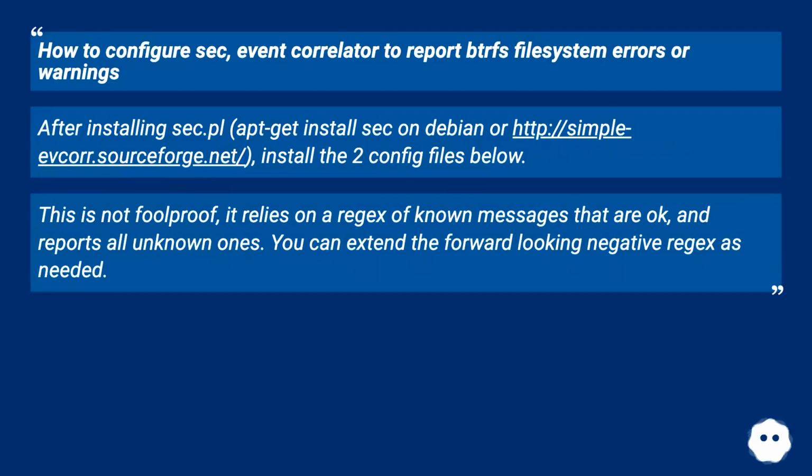Below is an excerpt specific to the SEC script. How to configure the SEC event correlator to report Btrfs file system errors and warnings: after installing sec.pl, apt-get install sec on Debian, install the two config files below. This is not foolproof, it relies on a regex of known messages that are OK, and reports all unknown ones. You can extend the forward-looking negative regex as needed.